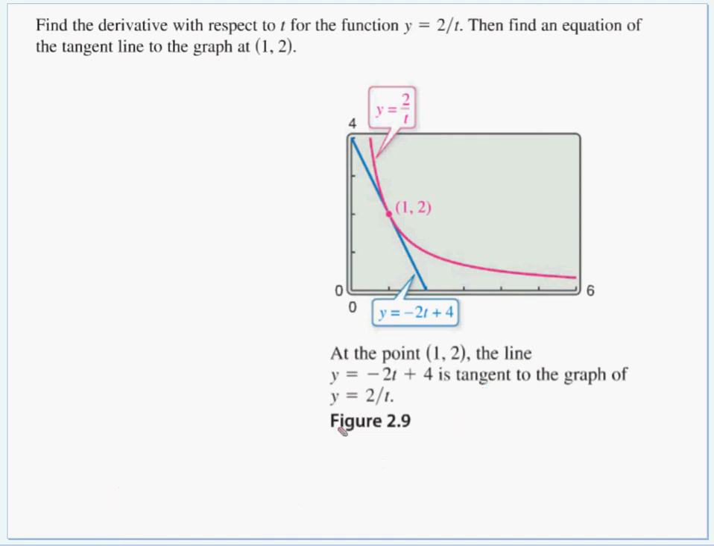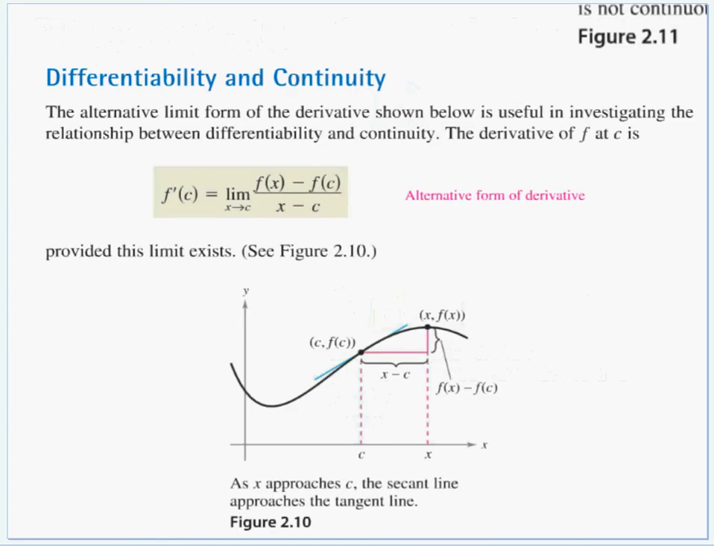Beautiful, beautiful mathematics. Now, there is a relationship between being differentiable and being continuous. Here they have an alternate limit form of a derivative shown below. It's useful to investigate the relationship between being differentiable and being continuous.